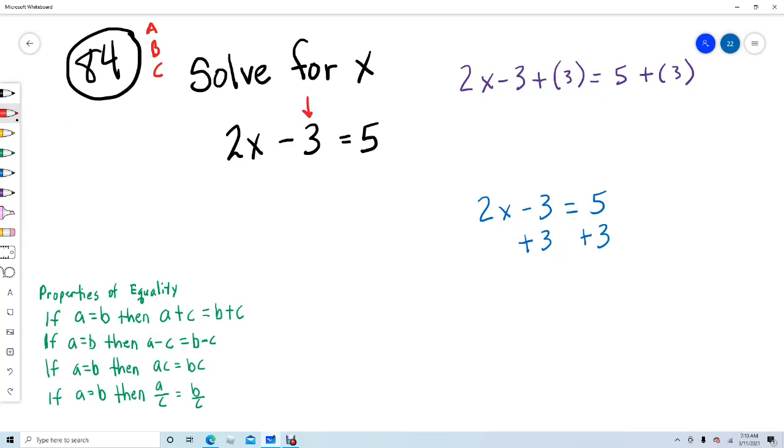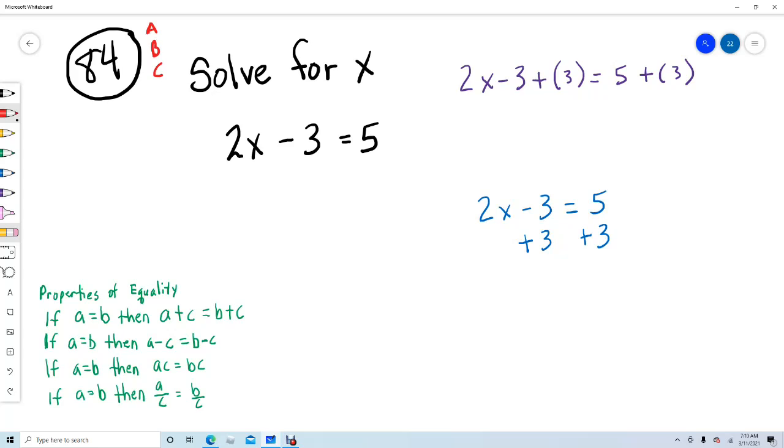A constant is just, in an algebra problem, a number that isn't attached to a variable. So this 3 here is a constant, 5 is a constant. 2, on the other hand, is called a coefficient because it's in front of a variable. So when we have a number in front of a variable like that, or multiplied by a variable, that's called a coefficient. So our first step here would be we first deal with the constant.